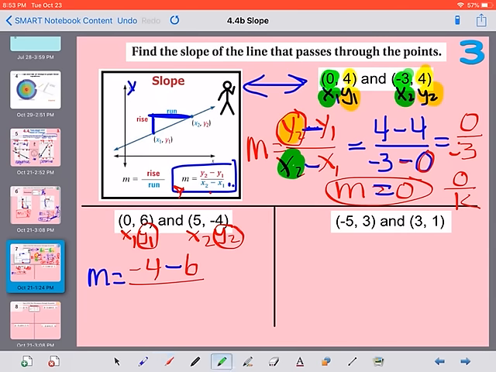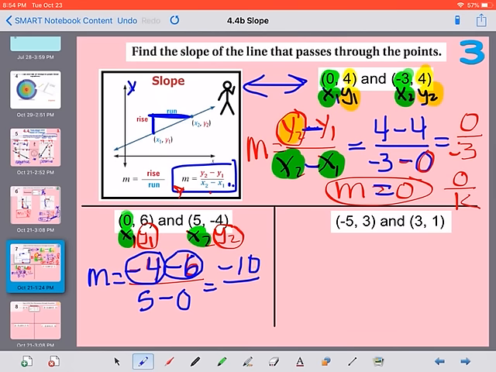Then in the denominator, we have x2 minus x1, so we're going to do 5 minus x1, which is really a 0. So we have on the top a -4 minus 6. These are all negatives. It's really a -4 and a -6. Same sign, add and keep. It's really a -10. And 5 minus 0 is just 5. And we can simplify this. We can divide both of these numbers by 2. 10 divided by 2 is 5, so we really have -5.